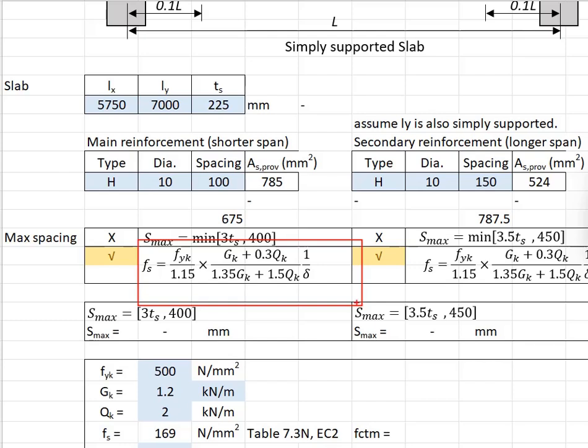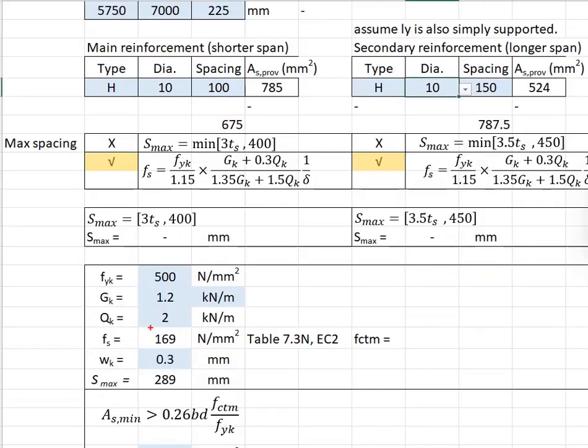This is the formula to do the calculations. You know your fyk, which is 500. You need the Gk and Qk that you use to compute the loading. Let's say these are the Gk and Qk. Assuming you are not intent on any redistributions of the load, that means your gamma here will be equal to 1.0. Substitute the Gk, Qk, and fyk into the formula. You get the stress in the steel bar equals to 169 Newton per mm square.